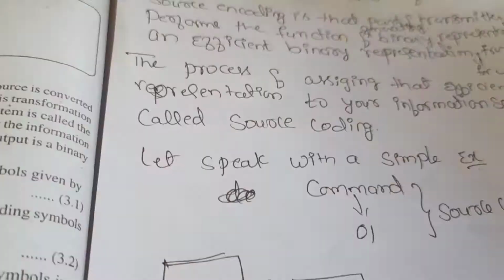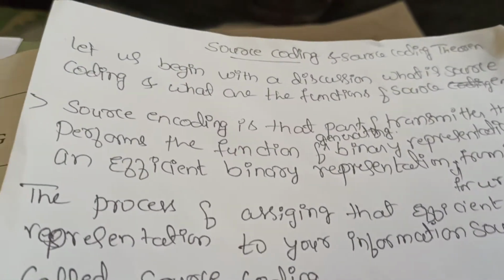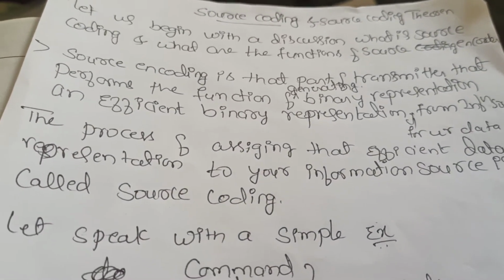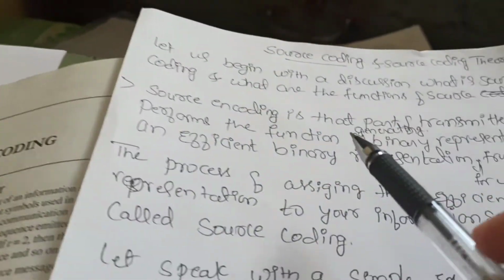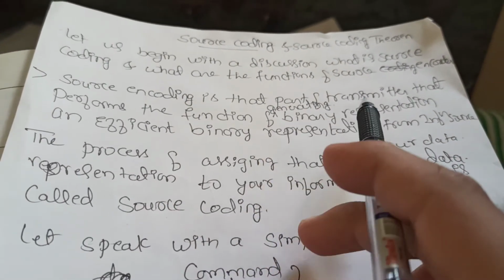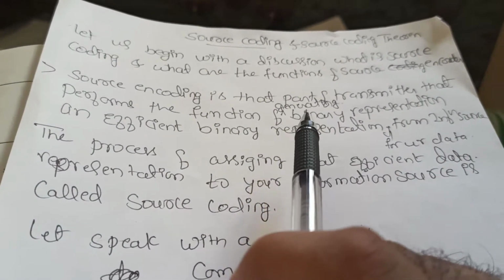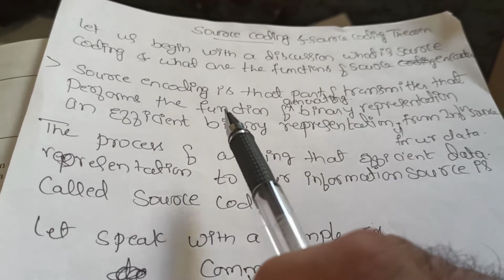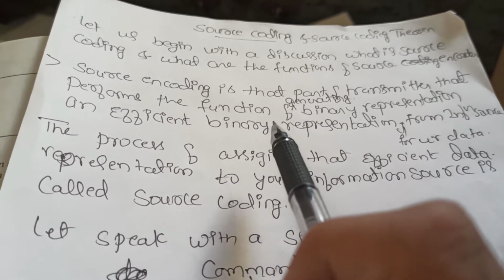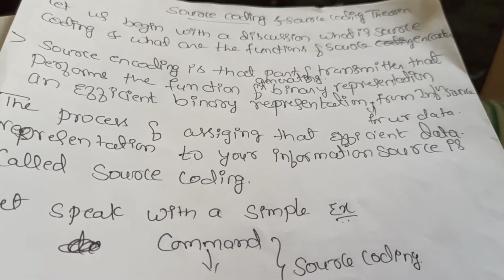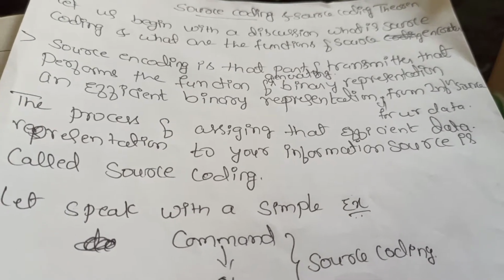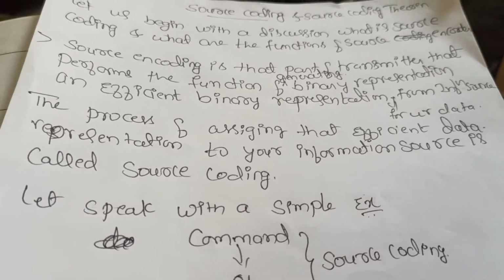So let us begin with what we mean by source coding. What is source coding? What are the functions of the source encoder? Source encoding is that part of the transmitter that performs the function of generating an efficient binary representation of the data from an information source. The process of assigning that efficient data representation to your information source is called source coding.